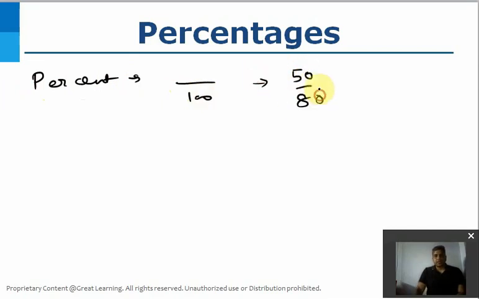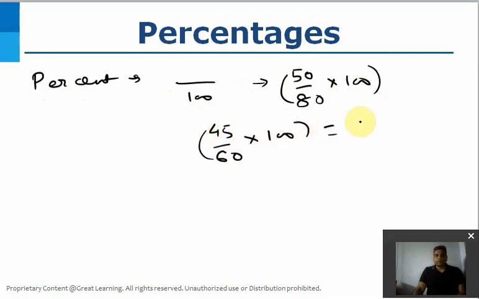So let's recap what we have learned. We learned a very basic thing: what percent is. Percent is nothing but finding values when your denominator is 100. We saw that if my marks are 50 out of 80, to find the percentage I just multiply this by 100. Similarly, if I have 45 girls out of 60 students, I just multiply this by 100 and I find the percentages.